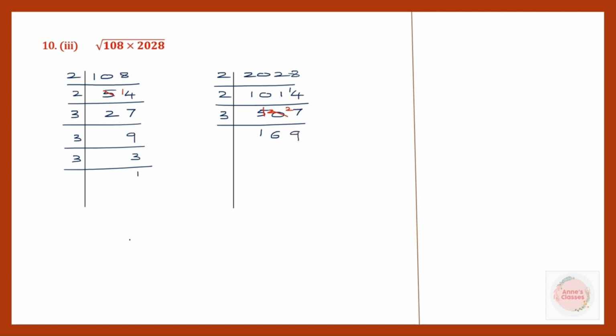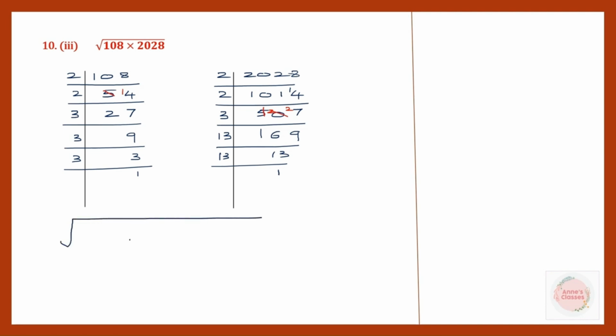3 nines are 27. Now this number is 169, and this is divisible by 13. 13 into 13 is 169. So we can write that 13 into 13 is 169. So again, we divided by 13 once. So now we have found all the prime factors of 108 and 2028. Let's put them all together.